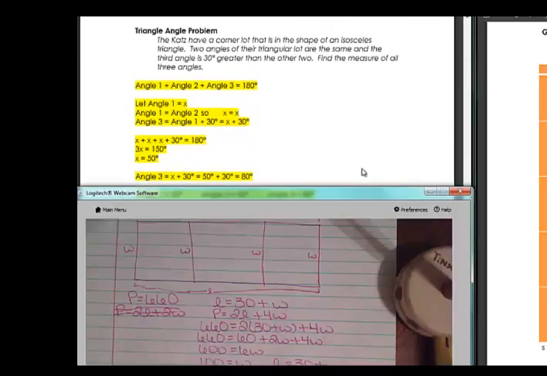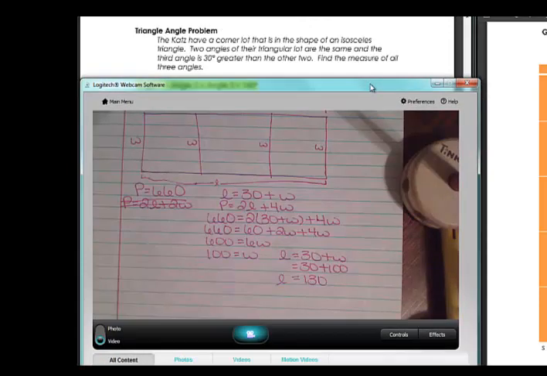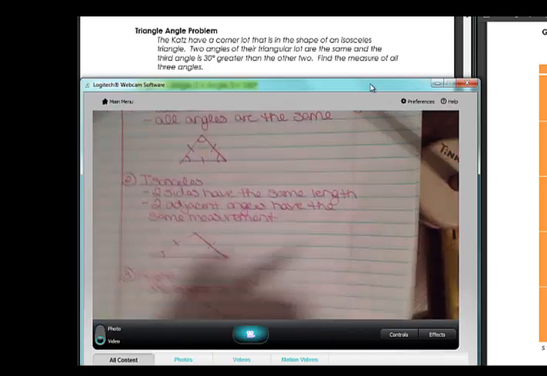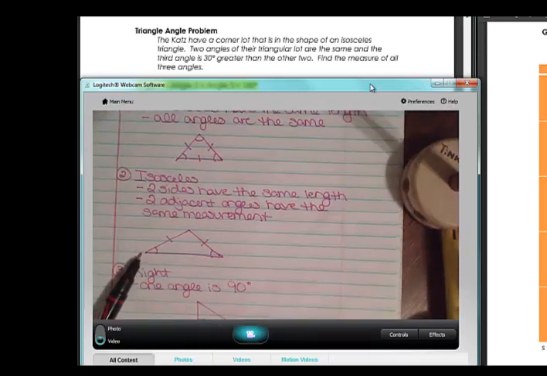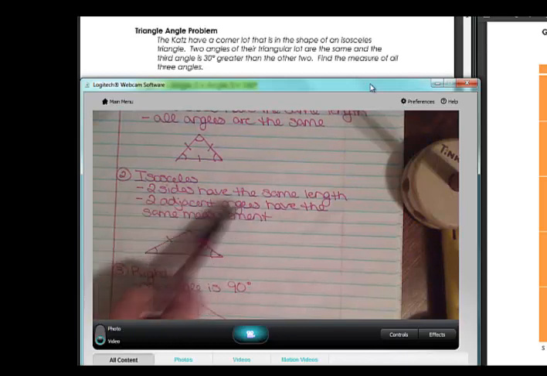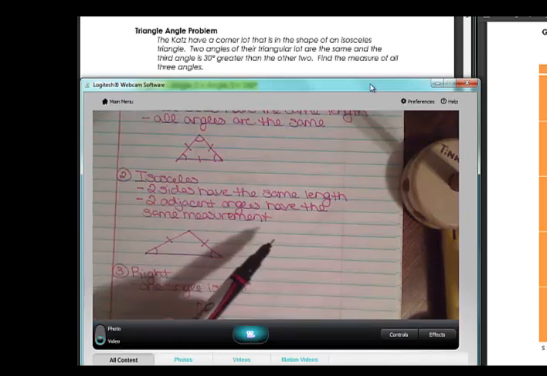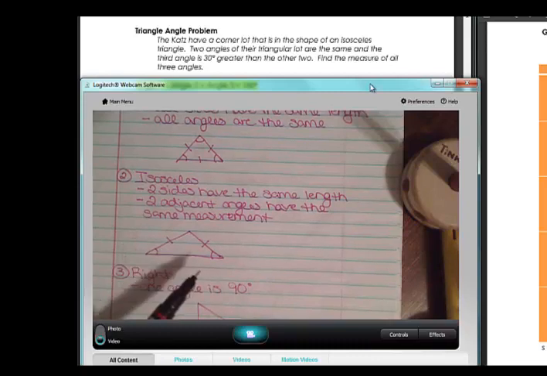Okay. We have the cat has a corner lot that is in the shape of an isosceles triangle. Alright, so right there you need to remember what an isosceles triangle is. If you need to open your notes back up, that is fine. I'll throw mine back up there for a second. An isosceles triangle looks like this. It has 2 sides that have the same length, and then the 2 adjacent angles have the same measure. Okay, so I'll draw that over here on this paper.